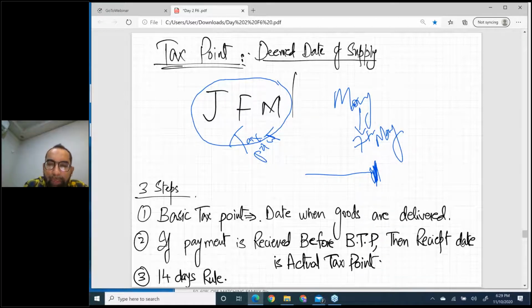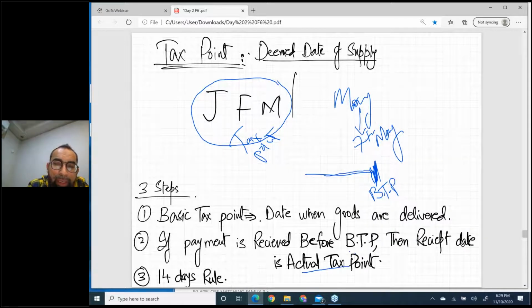So let us say this is your BTP. You mark the BTP, the date you delivered goods to the customer. Now, the second thing: if payment is received before BTP, then the receipt date is your actual tax point.